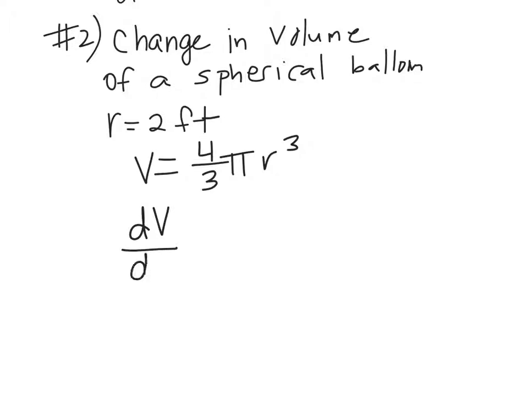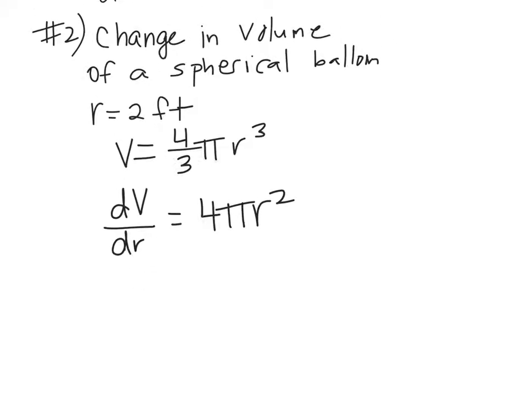All right, dV/dr. Change in volume over change in radius. So here we go. We're going to take the derivative. We bring the 3 down, and we get 4 pi r squared. Let's find it when r equals 2. You bring the 3 down. 3 times 4/3 is 4, and then subtract 1 off.